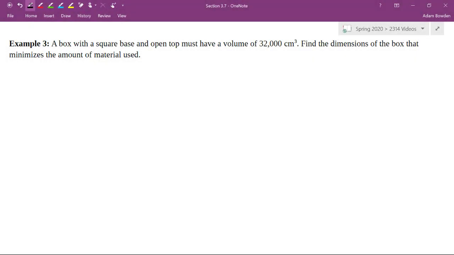Now let's look at one more situation where we're trying to optimize something to do with a physical object of some kind, volumes and surface areas and so forth. A box with a square base and open top must have a volume of 32,000 cubic centimeters. So that's a requirement on the volume. Find the dimensions of the box that minimizes the amount of material used.